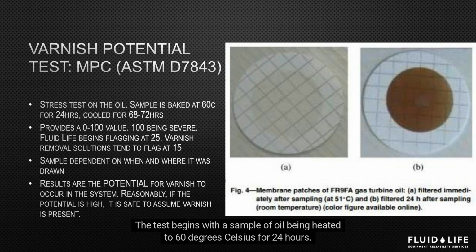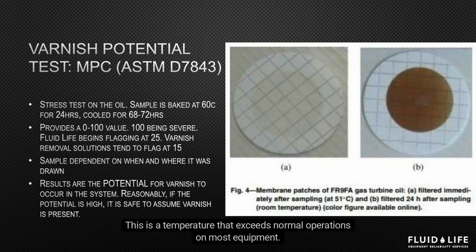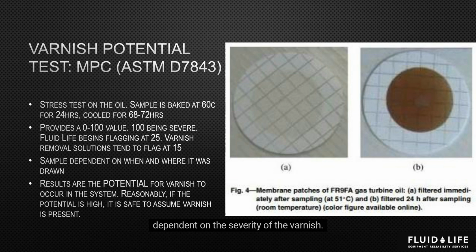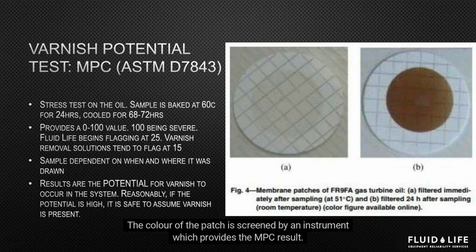The test begins with a sample of oil being heated to 60 degrees Celsius for 24 hours. This is a temperature that exceeds normal operations on most equipment. The sample is then left to cool for up to 72 hours and then poured onto a patch which changes color, dependent on the severity of the varnish. The darker the color, the higher the MPC value. The color of the patch is screened by an instrument which provides the MPC result.